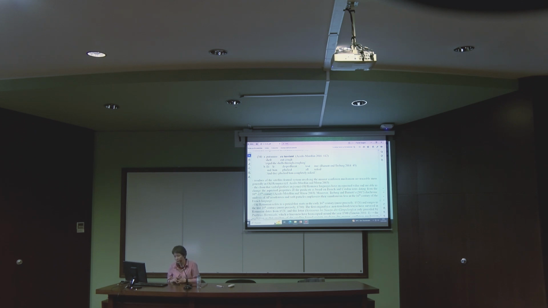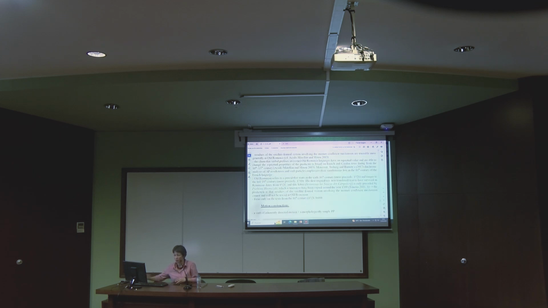Now, Old Romanian refers to a period that starts from the early 16th century, more precisely 1521, and ranges to the late 18th century, more precisely 1780. The first original, that is non-translated text to have survived in Romanian dates back from 1521, and this Letter is only preceded by Psalteria Hormozaki, which is known to have been copied around the year 1500.